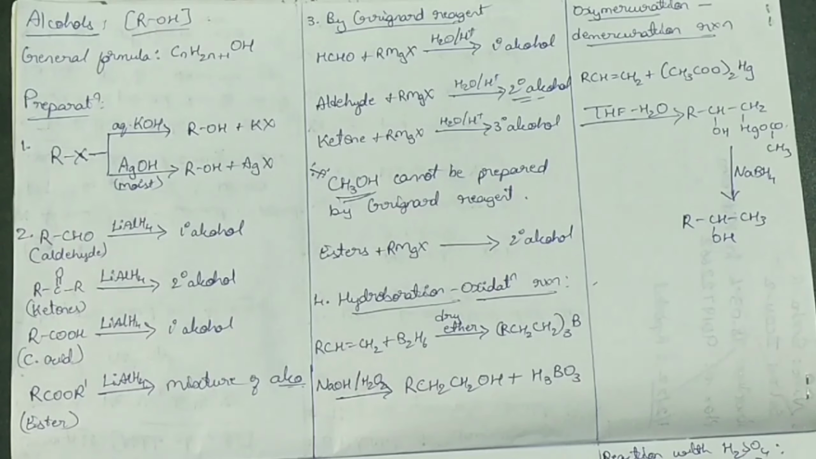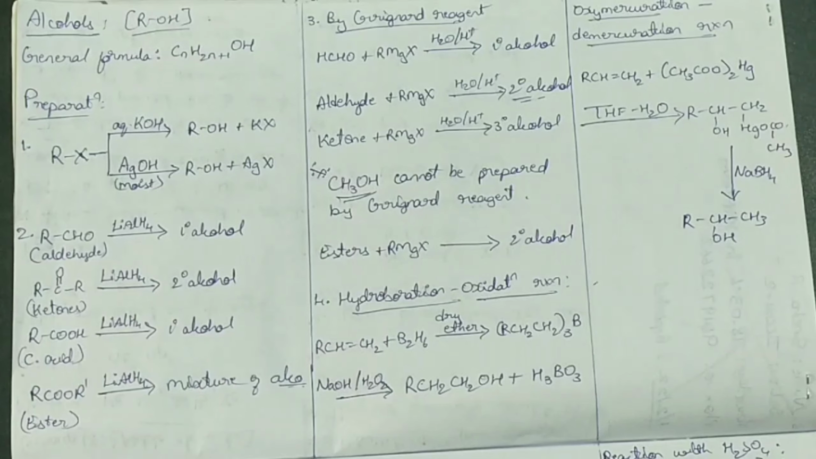The next method is by Grignard reagent, where formaldehyde reacting with a Grignard reagent on hydrolysis gives a primary alcohol. Aldehyde reacting with a Grignard reagent on hydrolysis gives a secondary alcohol. Remember, only formaldehyde reacting with a Grignard reagent on hydrolysis gives a primary alcohol. All the remaining aldehydes give a secondary alcohol.